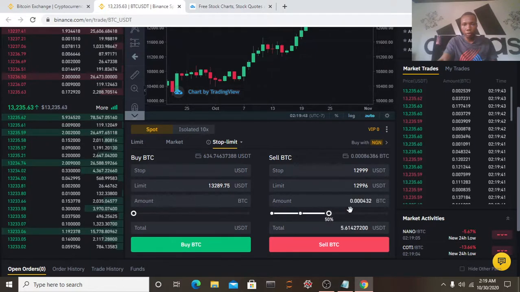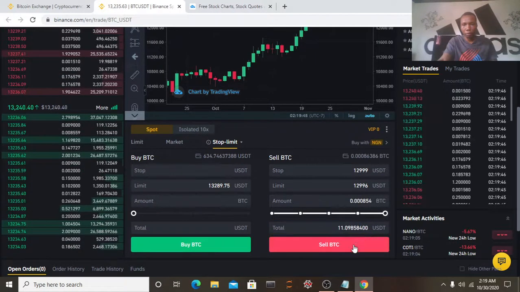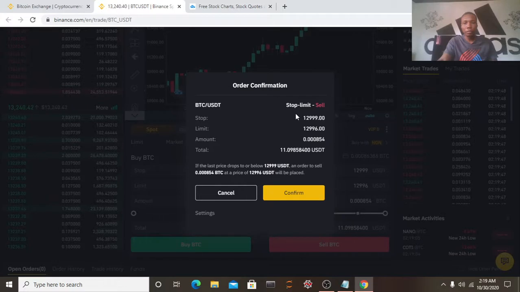Let me just do it for you guys so you can see. Now see, you can see it here. If the last price drops to or below 12,999 USDT, an order to sell this Bitcoin at this price will be placed. So that's how it works, guys. With this, I can go short. So even if the Bitcoin price is going down, I will still have my dollar value intact, and my SAT value will start increasing. So now I'm going short on this.